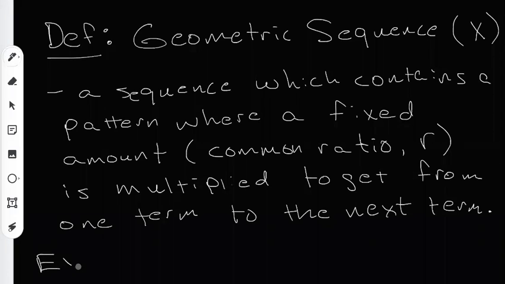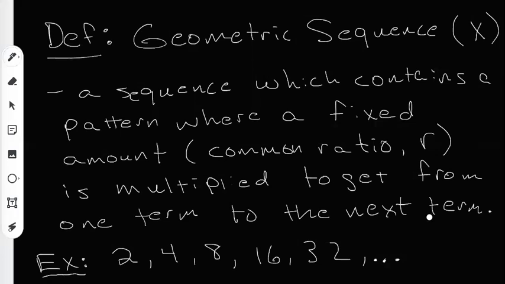So let's look at an example of this. 2, 4, 8, 16, 32, and so on. Okay. So the first term is 2, the second term is 4, the third term is 8, the fourth term is 16, the fifth term is 32. So we got them all in a list.